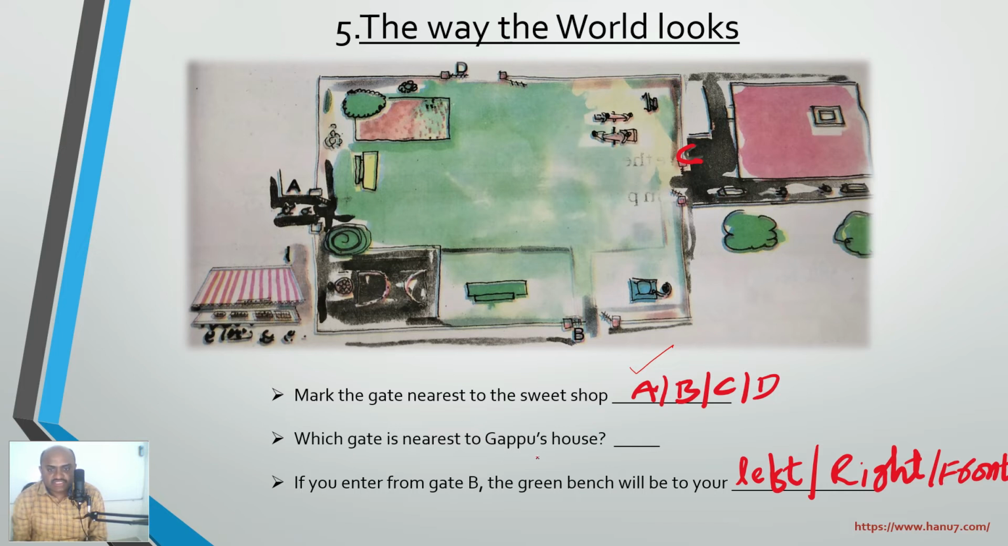Which gate is nearest to Guppu's house? C is the nearest to Guppu's house. So this is Guppu's house, and C is nearest to her house. If you enter gate B, will the green bench be on the left, right or front? This is gate B. If you enter, the green bench will be towards the left side, the right side or the front. It is very clear, right? We are entering this park, so towards the left side we have a green bench. So the answer is left.